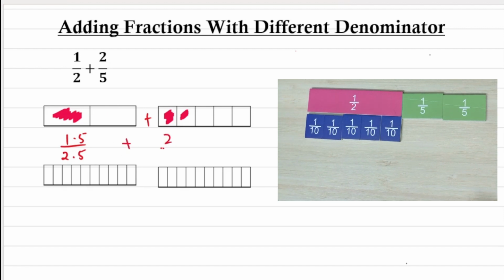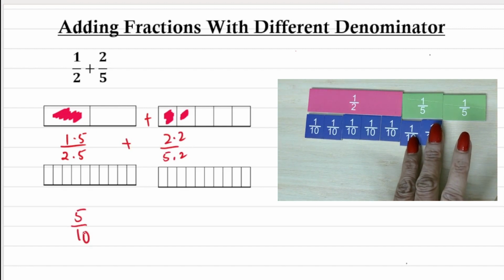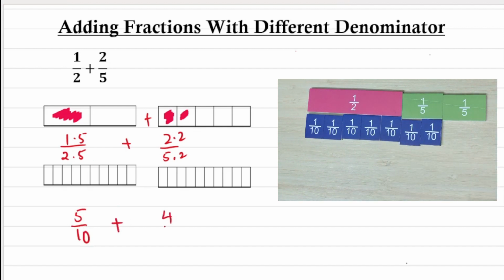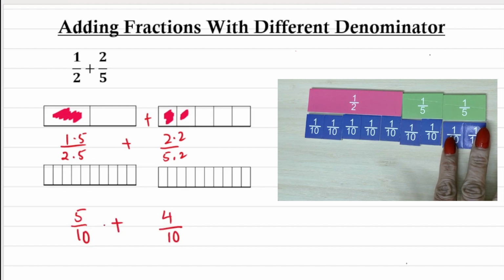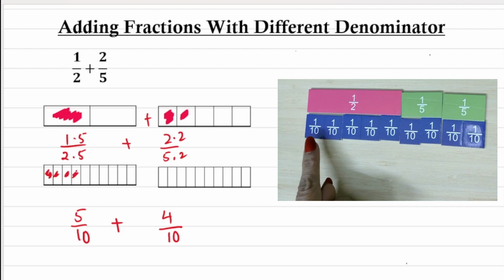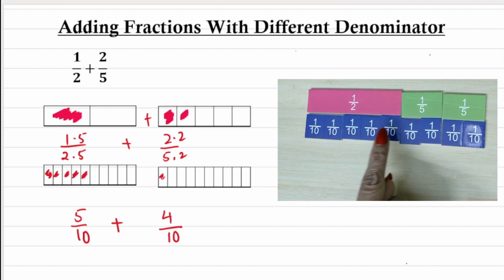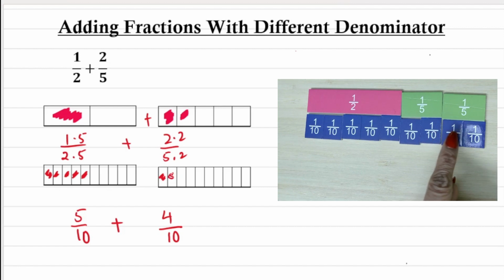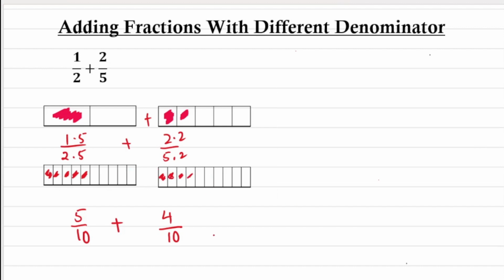And for 2/5 I will multiply both numerator and denominator by 2. So 1 times 5 is 5, 2 times 5 is 10, plus 2 times 2 is 4, and 5 times 2 is 10. So 5/10 means I will shade 1 tenth, 2 tenths, 3 tenths, 4 tenths and 5 tenths. Over here I will shade 4 tenths. Now you count the shaded parts: 1, 2, 3, 4, 5, 6, 7, 8, 9. And you know that 5 plus 4 is 9. So my answer is 9/10.